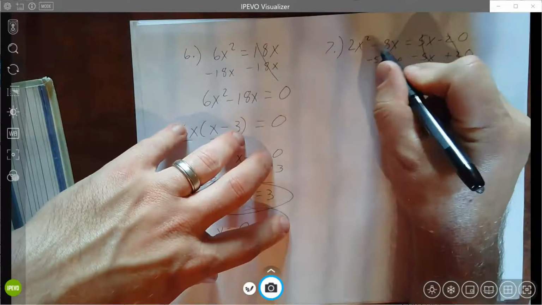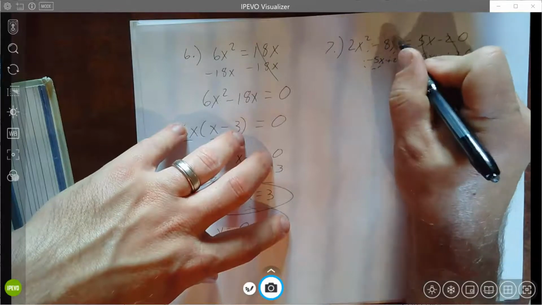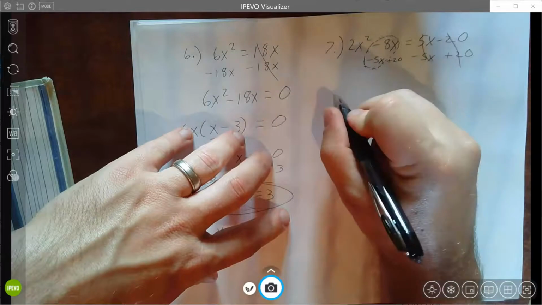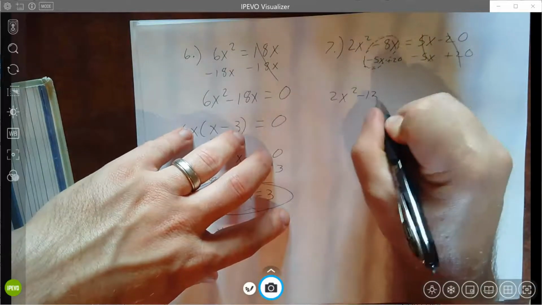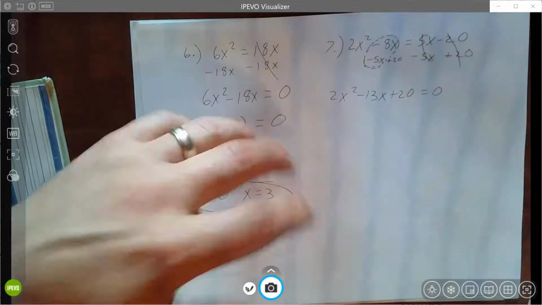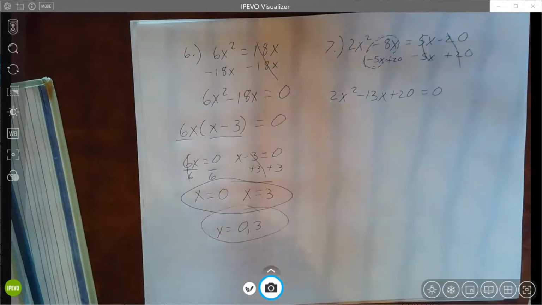Notice I do have like terms here. The negative 8x and the negative 5x are going to combine together. So that's 2x squared minus 13x, and then the plus 20 does not have any like terms, so you just write them beside each other.